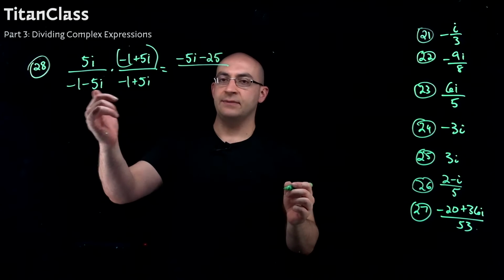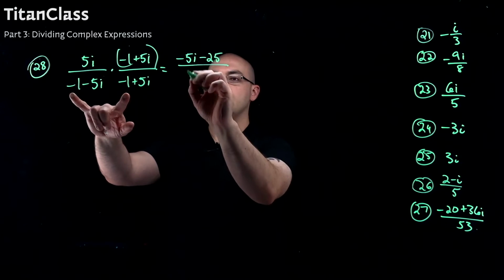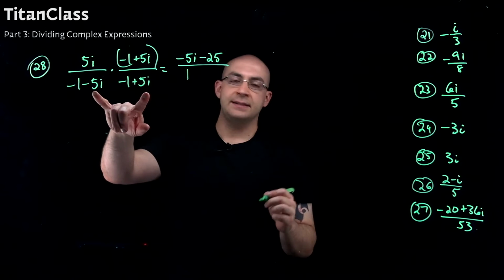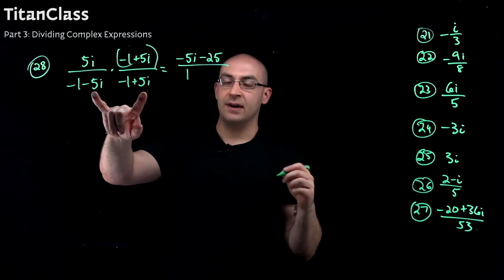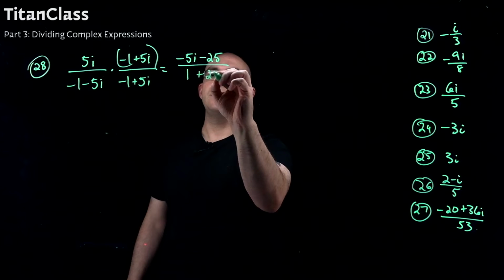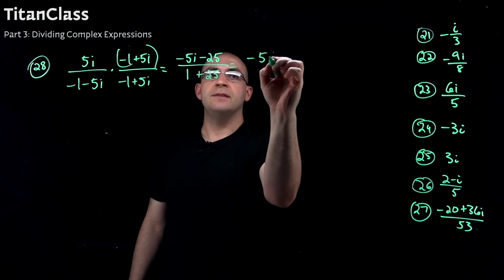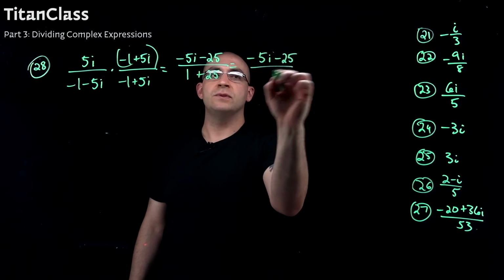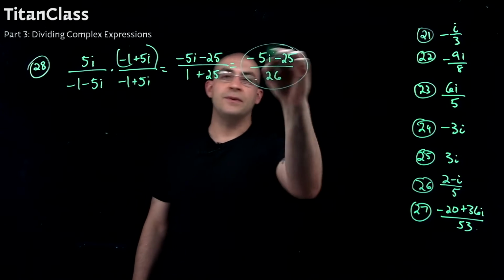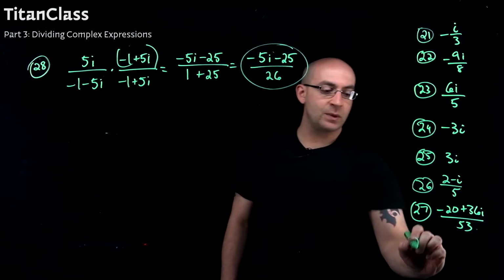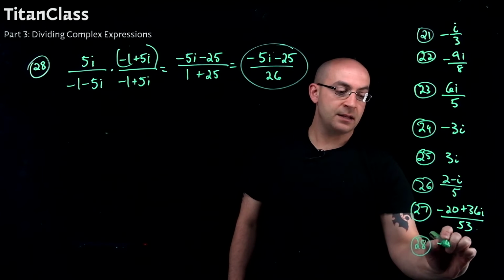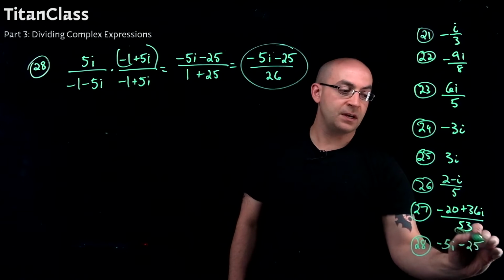Now again, I don't have to area model it. Negative 1 times negative 1 is positive 1. Negative 5i times positive 5i is negative 25i squared, which is positive 25. This is going to become negative 5i minus 25 over 26. Can't go any further. They have nothing in common. All right. So number 28, negative 5i minus 25 over 26.